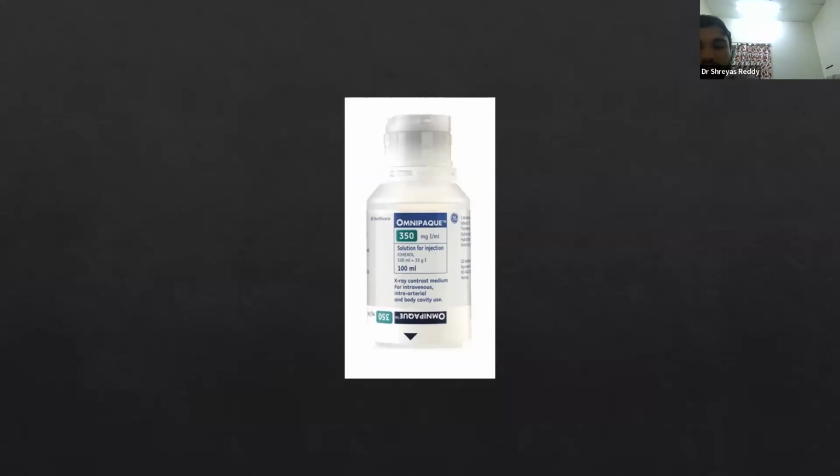So we know this is Omnipaque, it is written over there. Omnipaque has 350 mg of iodine in it. So what is the problem with this iodine salt? Do you know any other contrast agent which is safer to use in patients with renal dysfunction? We can use iodixanol, which is Visipaque. Visipaque, iodixanol, trade name. Yeah. Visipaque.